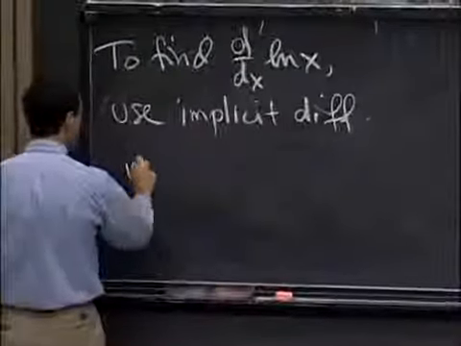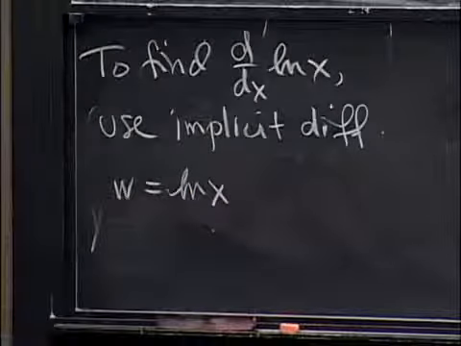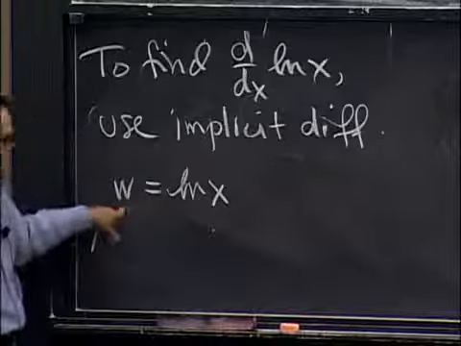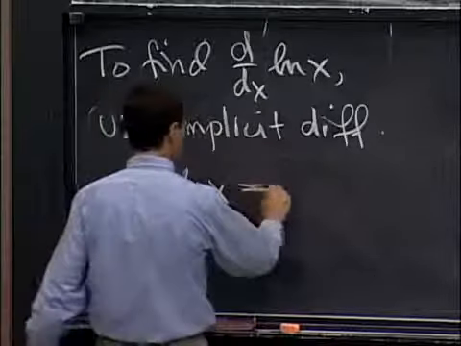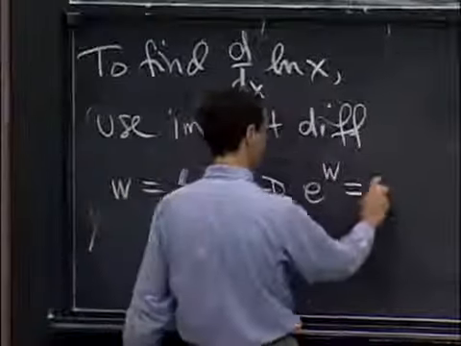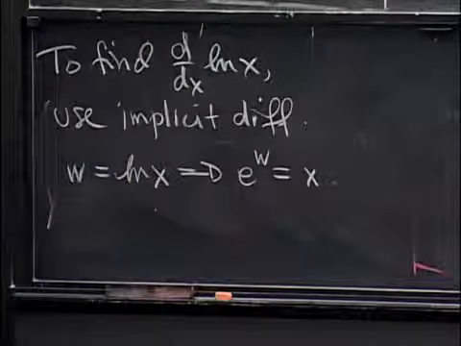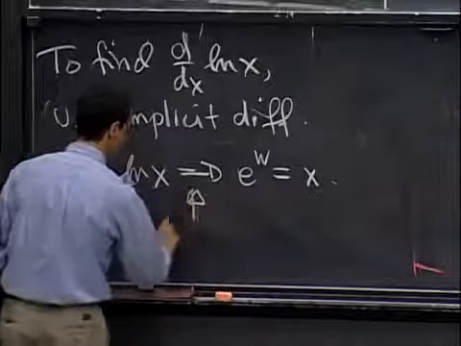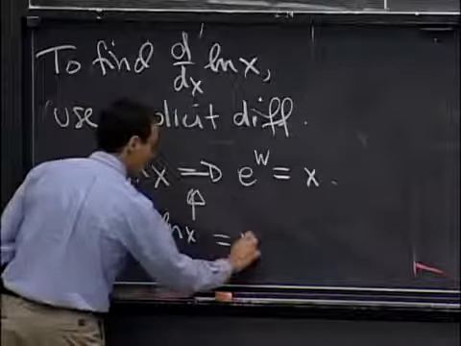You write down here w is equal to log x. All right, here's the function. We're trying to find the derivative of w. But now, we don't know how to differentiate this equation. But if we exponentiate it, that's the same thing as e to the w is equal to x. All right? Right, because let's just stick this in here. E to the log x is equal to x.